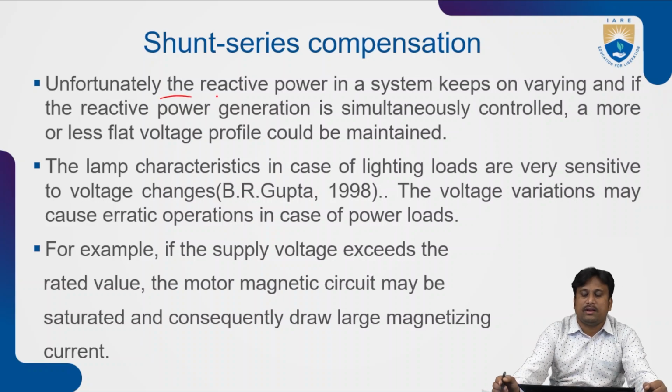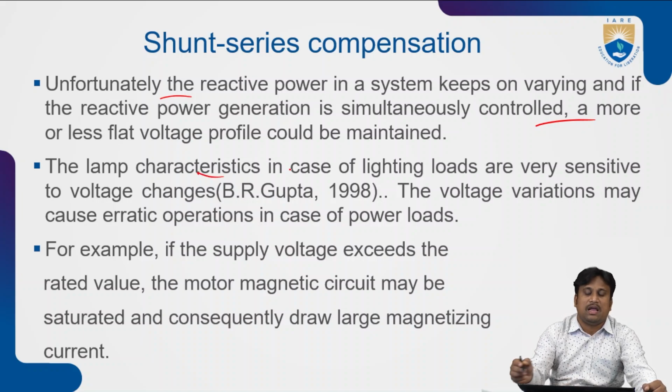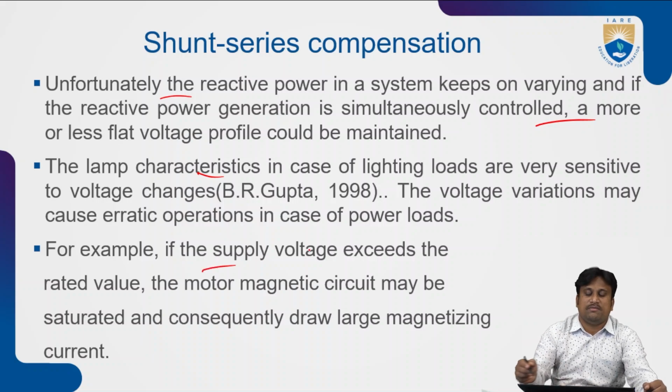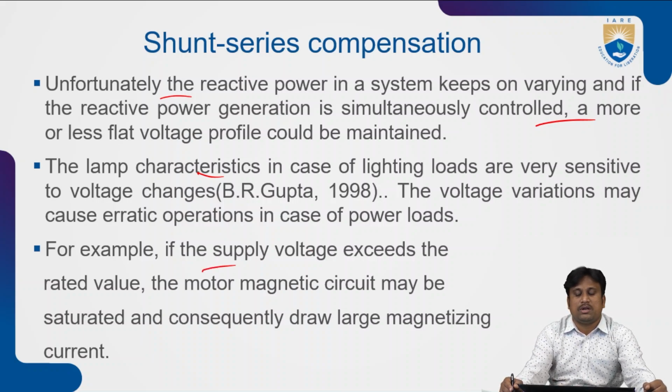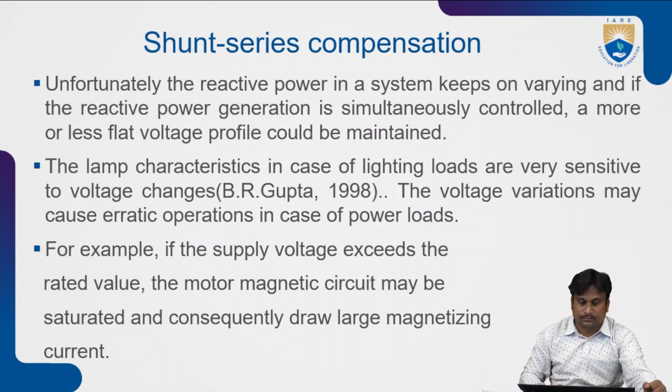Unfortunately, reactive power in a system keeps varying, and if the reactive power generation is simultaneously controlled more or less, then a flat voltage profile could be maintained easily. Take the lamp characteristics in the case of lighting loads: they are very sensitive to voltage changes, and voltage variations may cause erratic operation in the case of power loads. For example, if the supply voltage exceeds the rated value, the motor magnetic circuit may become saturated, and consequently it draws a large magnetizing current in the system.